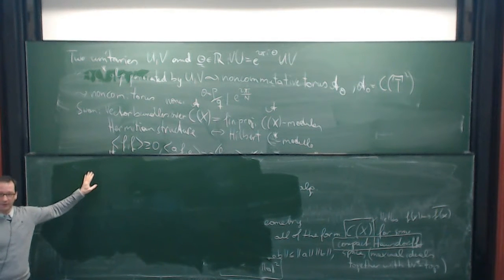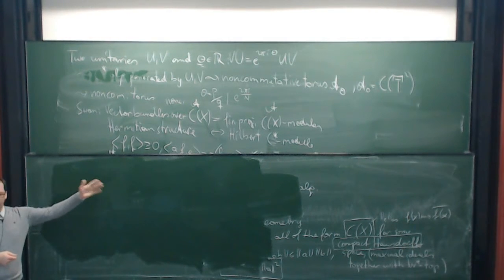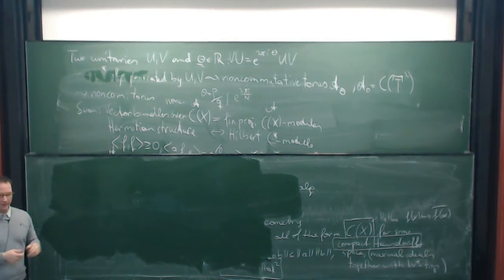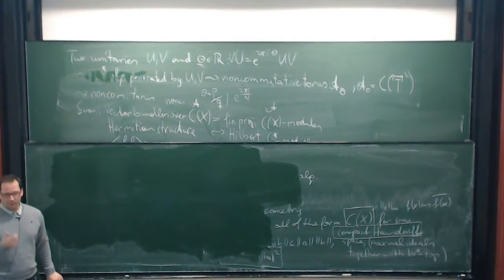This comes up here if you want to equip your finite algebra, your matrix subalgebra, with a Hermitian structure. You want to know when it gives rise to this. It's not that every other element does.